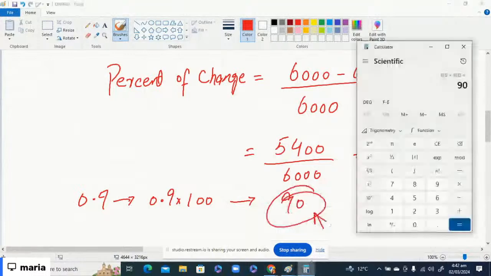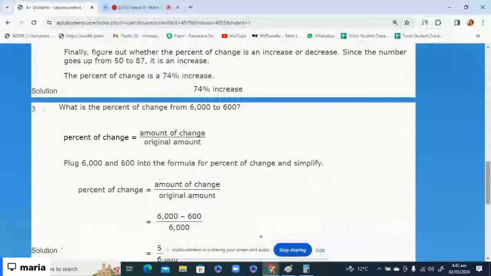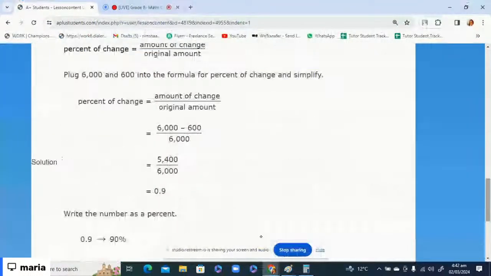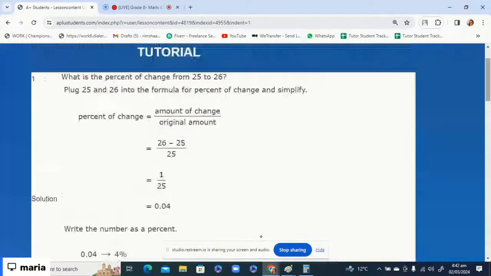Okay, and now tell me, for example, here is the question. They are asking what is the percent change from 6000 to 600? Now it's 6000 and then it decreases to a smaller number. Then we say that it is a 90% decrease. Okay, this is basically the thing.